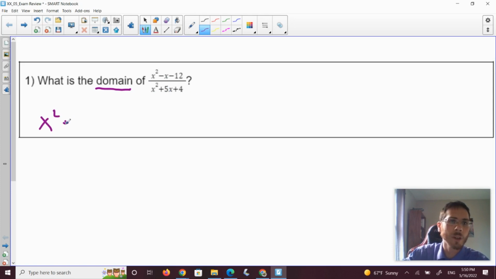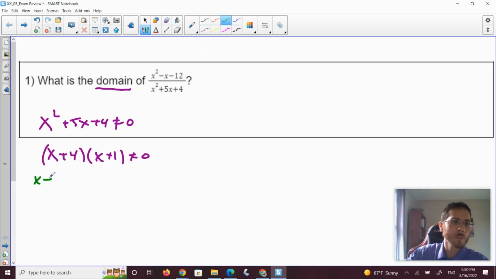So we want to find out where x squared plus 5x plus 4 is, and we want to make sure that that's not allowed to be 0. To do that, we can factor this pretty quick. We want to find things that multiply to 4 and add up to 5. So that would be 4 times 1. And so if we use our zero product property, x plus 4 is not allowed to be 0. So x is not allowed to be negative 4.